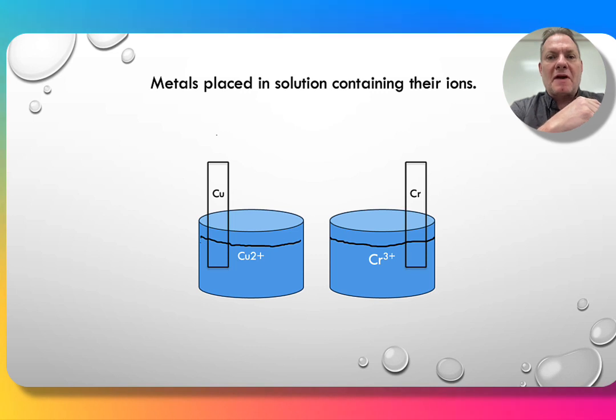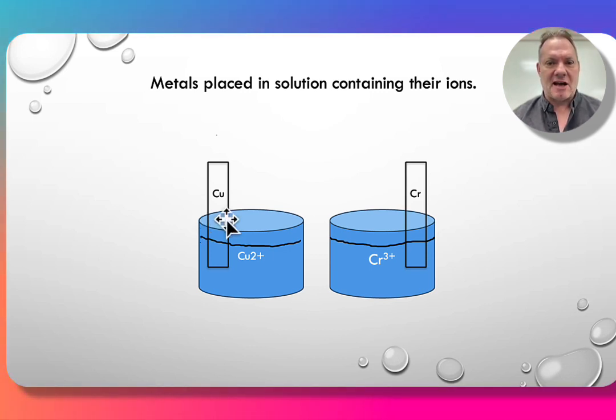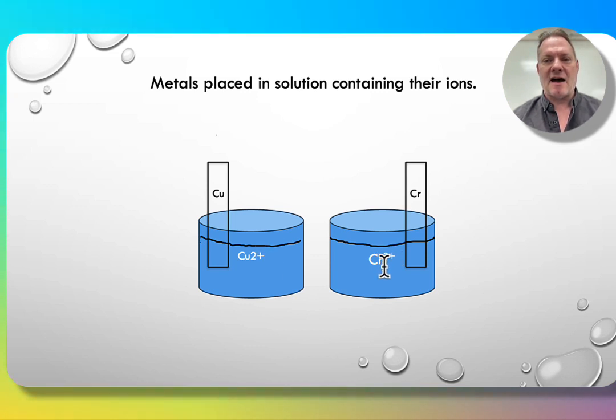For this example, we're going to be looking at a cell made with copper and chromium, and again, their respective ions. So you'll notice I have copper metal, sitting in a solution that contains copper 2+. I have chromium 3+ ions and a chromium metal placed in that solution.